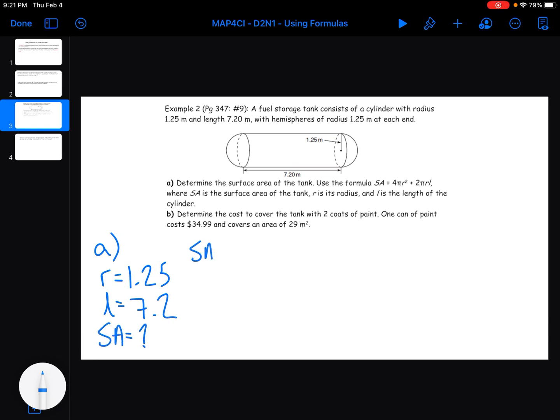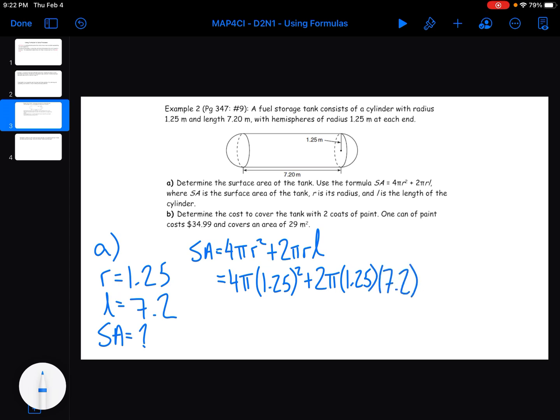So I'm going to write down my formula because it's given in the question. And then all I'm going to do is substitute everything in. So I'm going to put my 4 pi, because pi is just a number, and then I've got 1.25 squared plus 2 times pi times 1.25 times 7.2. And now I'm going to solve it. I'll do it in 2 steps. I would do 1.25 squared times pi times 4 first, and we'll do it to 2 decimals here.